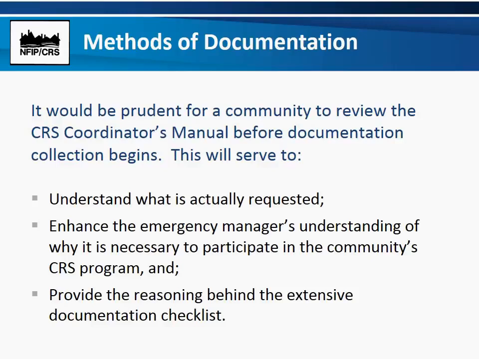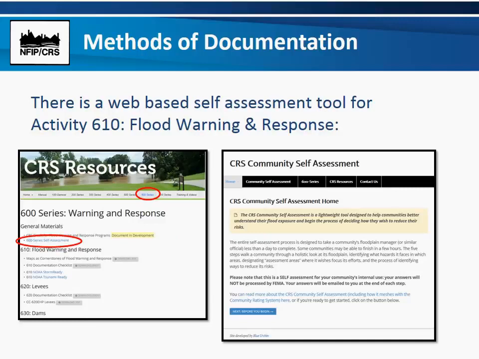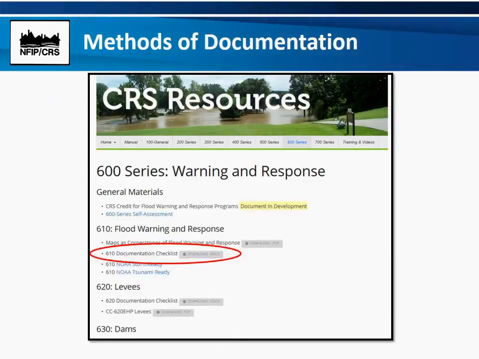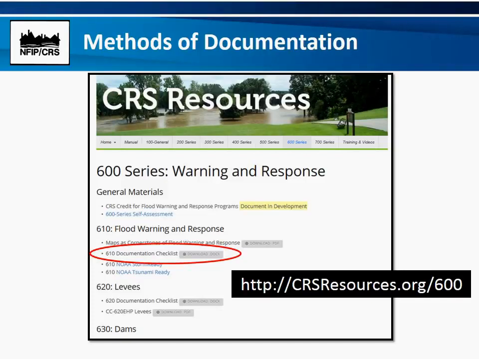It helps enhance your emergency manager's understanding of why he or she is doing this, and to provide a reasoning behind the extensive documentation checklist, which I've been told by many communities has actually helped improve their programs because there are some things they may not have thought of or things they think are a better way of doing it. There is a web-based self-assessment tool that was developed for Activity 610, and you can go to the CRS resources page and download that tool. The latest documentation checklist is always available on this website, and we hope that you use that to complete your submission for Activity 610 credit.